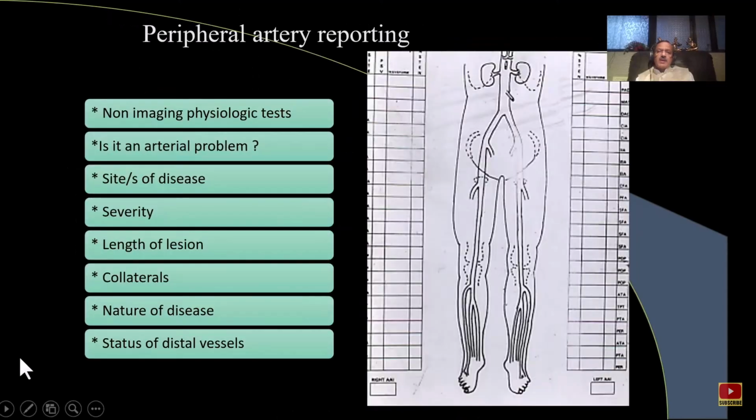So at the end of it, give a chart and answer the fundamental questions: is it an arterial problem? Where is it? How much is it? What is the length of the lesion? What is the status of collateral? What is the sort of disease? And what is the status of distal vessels? All these points are very, very important for the clinician to make a decision.